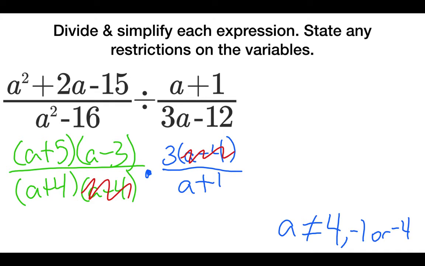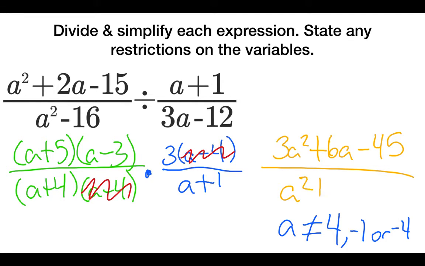Now, multiplying across, I already know what a plus 5 times a minus 3 is, because it was right here. Since I can't cancel it out, I'm going to multiply that back out together. So this becomes 3a squared plus 6a minus 45, all over a plus 4 times a plus 1 becomes a squared plus 5a plus 4. So there we go.